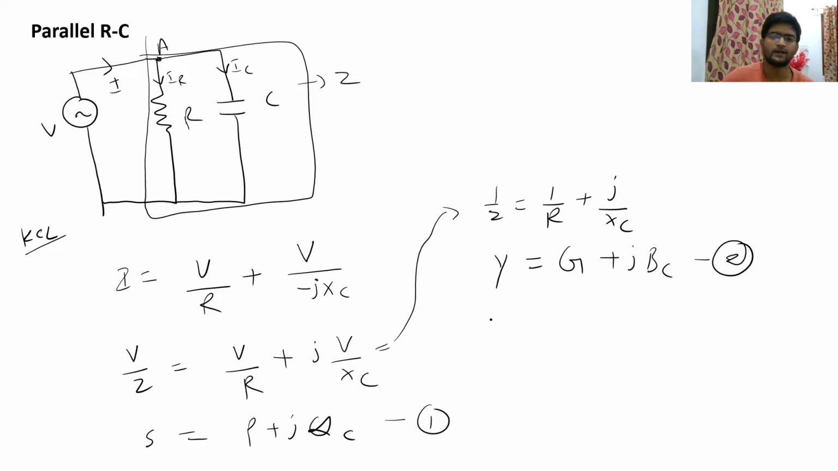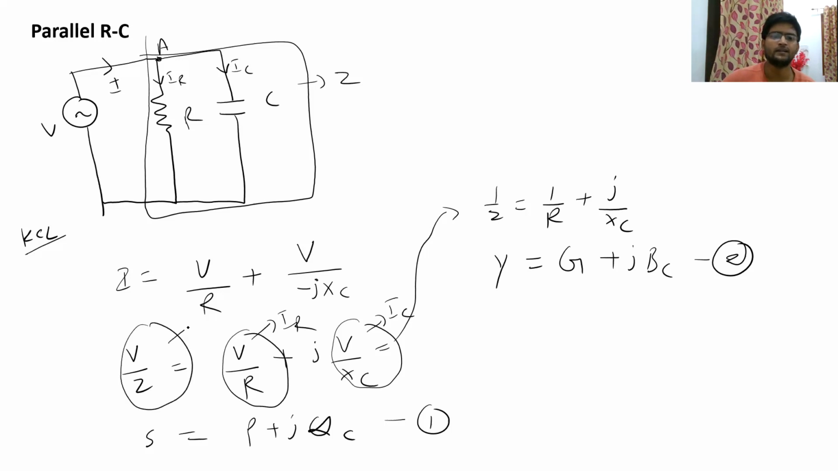And finally, if we write it in terms of I, from here, this can be termed as IC, and this can be termed as IR. And this is obviously I. So we will get I is equal to IR plus j IC.